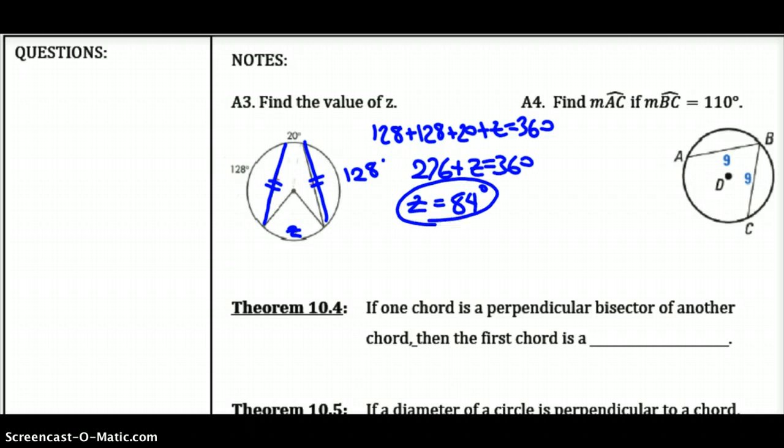Now moving on to A4, a similar type problem here. It looks like I have two chords that share an endpoint, so this is congruent to that, which means this measure is congruent to that measure. Okay. Now they're telling us that BC is 110 degrees, which means this is 110 degrees from measure, and they want us to find this guy right here. So again, question mark will equal 360 minus 110 minus 110. So 360 minus 220 should give us 140 degrees.